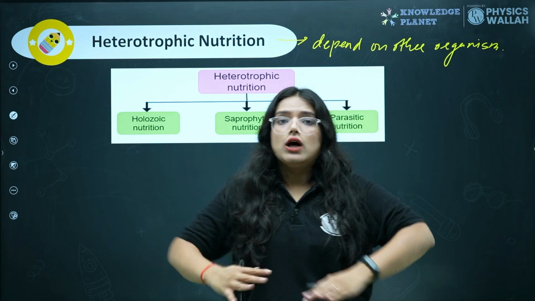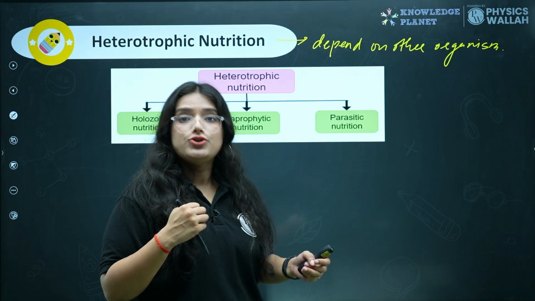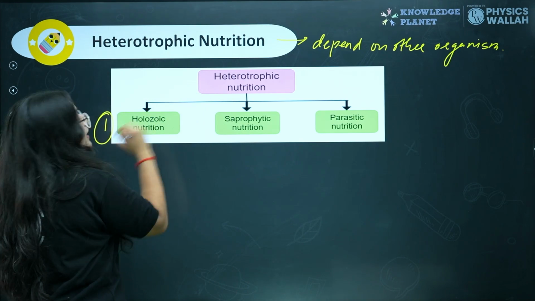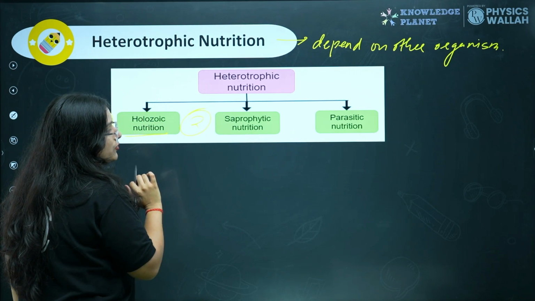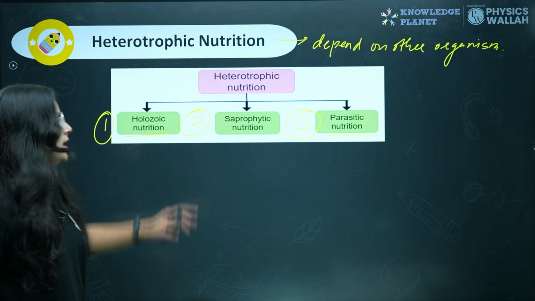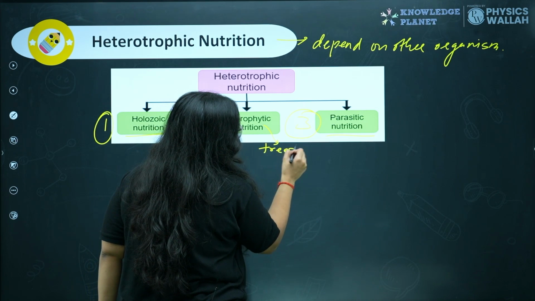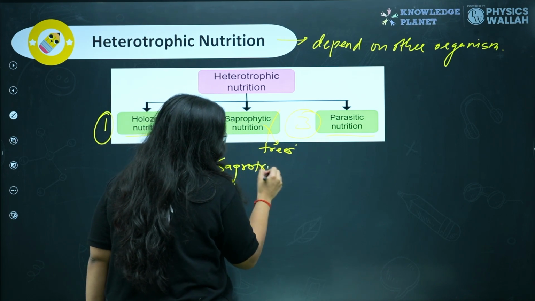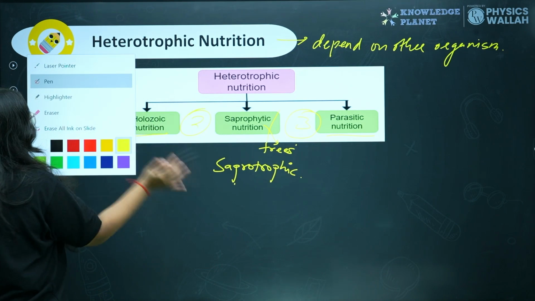Alright, so on that basis, where do these organisms obtain their nutrition from, we have categorized heterotrophic nutrition into 3 types: holozoic nutrition, saprophytic nutrition, or parasitic nutrition. Okay, now saprophytic is specially for trees or plants, so we can also write it as saprotrophic. Okay, now let's talk about what all these things mean.